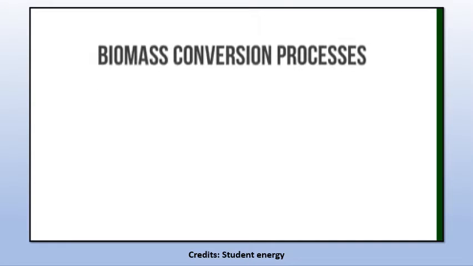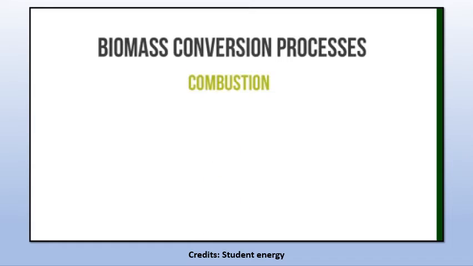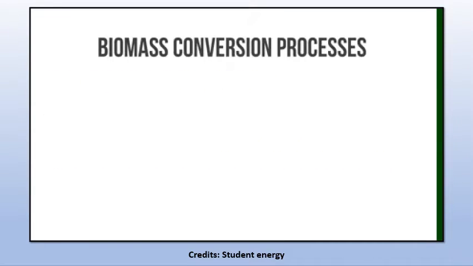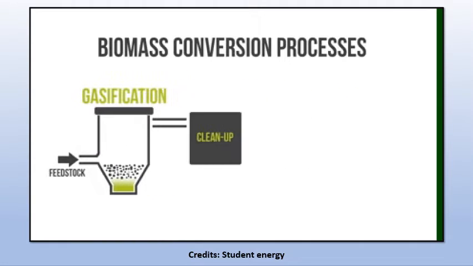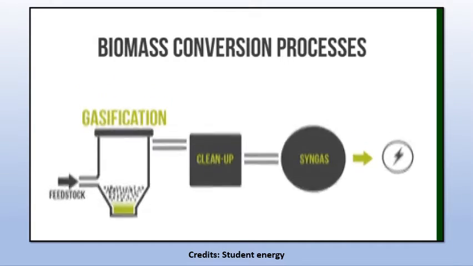Some common biomass conversion processes include combustion, the process where feedstock is burned in the presence of air to release heat, what happens when you start a small campfire with wood. Combustion can be used to heat steam for electricity generation as well. Gasification, the process of using heat, pressure, and partial combustion to convert feedstock into a combustible gas mixture called syngas. The syngas can then be used in place of natural gas for heating, electricity, and other uses.